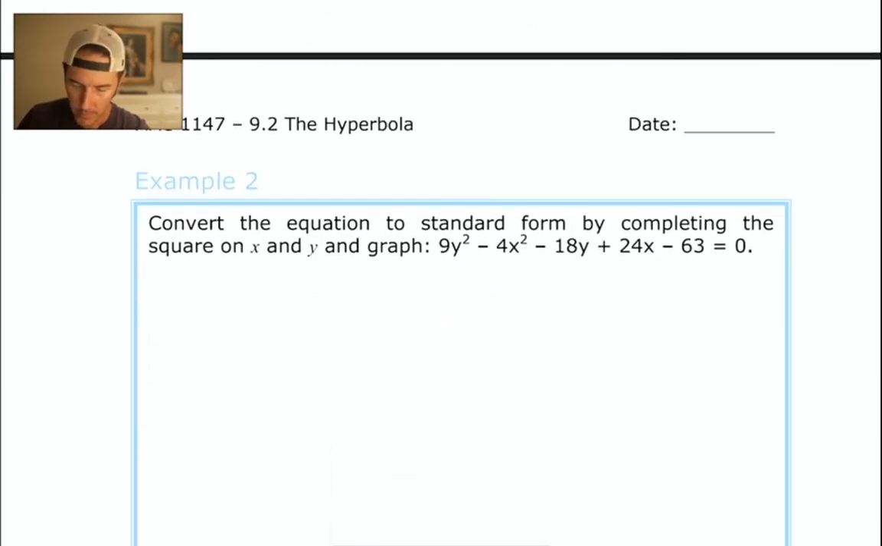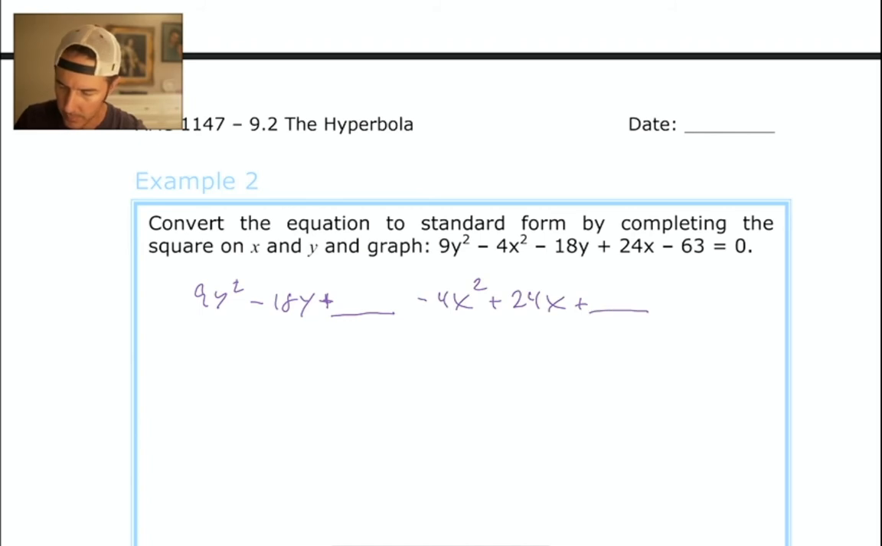So I will write the 9y squared first, and then the minus 18y, and then I'll leave a little space, and then we have a minus 4x squared plus 24x, and then we'll add in and leave a little bit of space, equals, I'm going to add the 63 over to the right hand side, and then we'll do our factoring. So this was just getting organized. Now we'll factor.